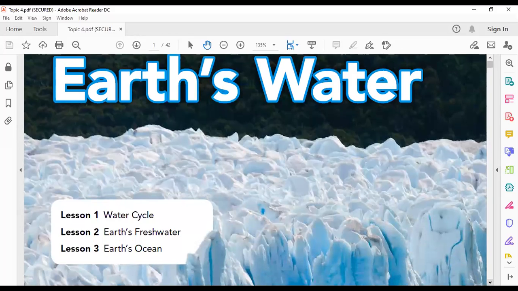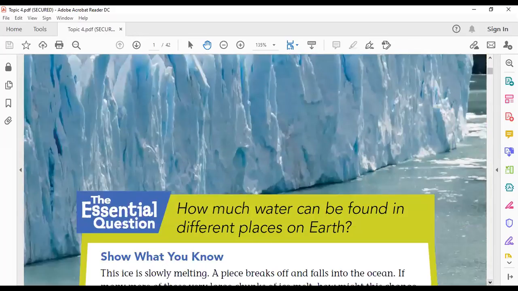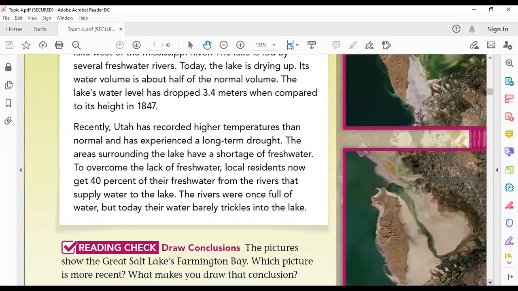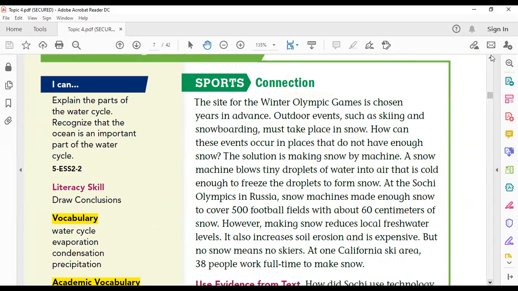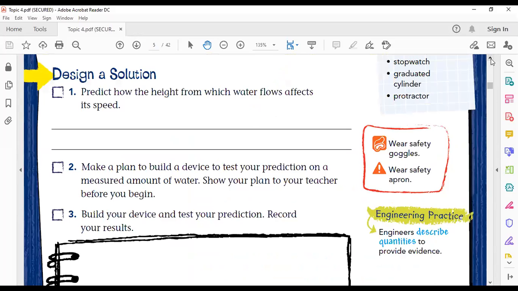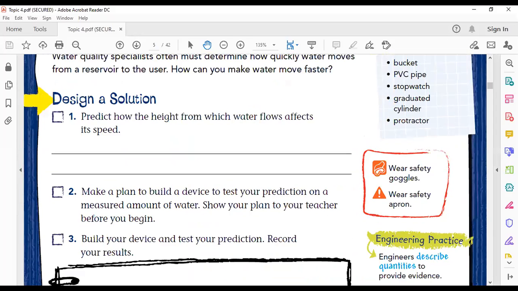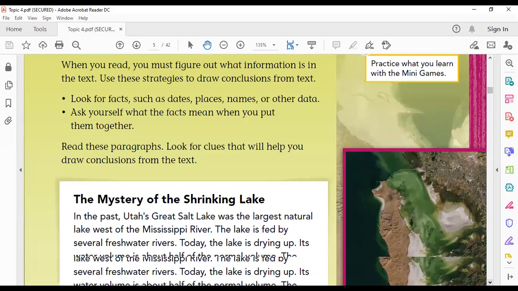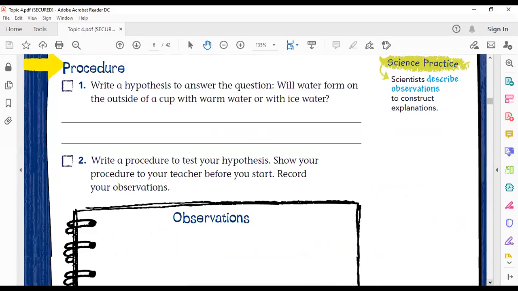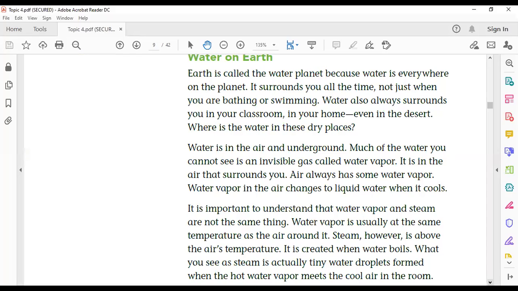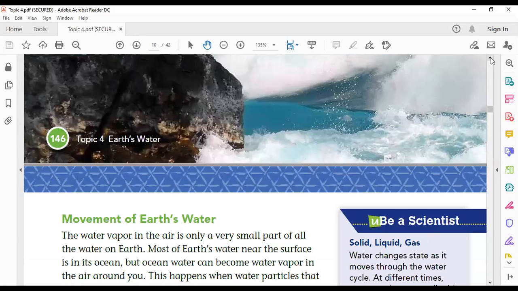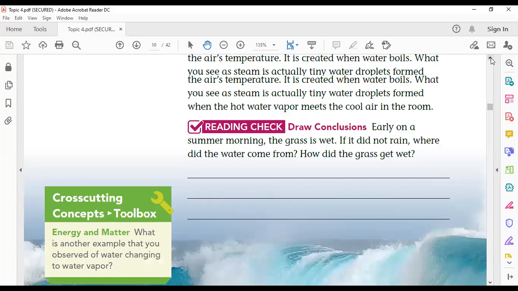Earth's water, lesson 1 is the water cycle. Go to page 146, please.